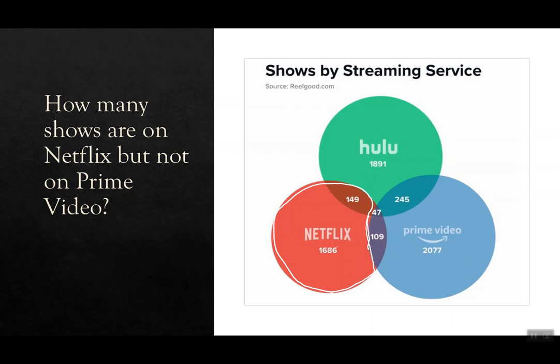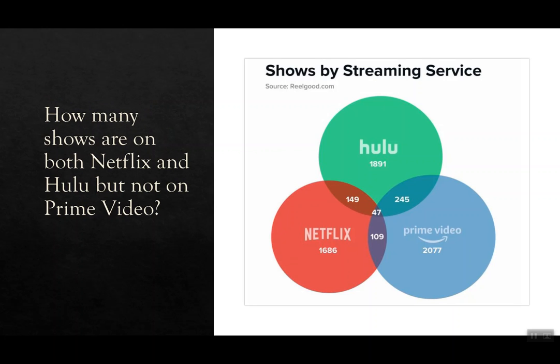But again, you can see I have two areas. I have 149 plus 1,686. So let's add that up, 149 plus 1,686, and that's 1,835. Again, this is numbers, this is cardinality. I don't know the names of the shows, not worried about it.